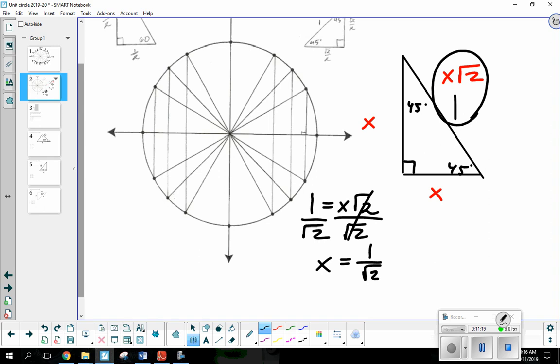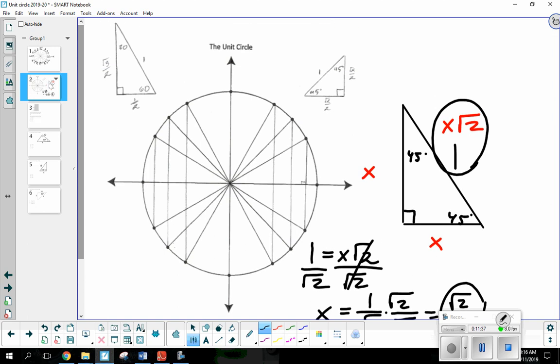But we don't want to leave a radical in the denominator. So what do we do? We're going to rationalize this. So I'm going to multiply it by our version of 1 that we've mentioned many times. So that's where I get the square root of 2 over 2. So that's why on the unit circle, if you come across a right triangle that's a 45, 45, 90, the legs will always have lengths of square root of 2 over 2. Okay. Any questions on that?